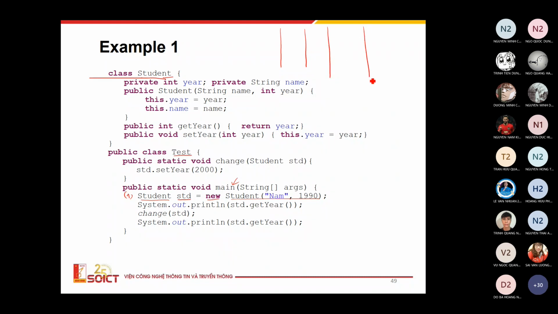Okay, so it will create something like this. This is std, a reference variable, and because we have the operator new, here in the heap memory it will create an object. Okay, and here the constructor receives name and 1990.